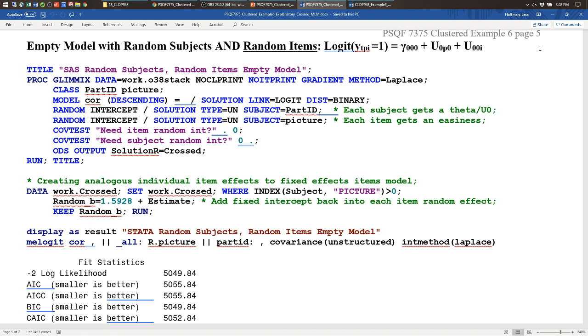But back before there was proc IRT, I used proc NL mixed to do IRT models. I have examples using that. If you are interested, I can show you that. But you can write out any model you want in the world with NL mixed. 1PL, 2PL, 3PL, 4PL. I don't know if there's any more than that. Have they come up with 5 and 6 yet? No? Okay.